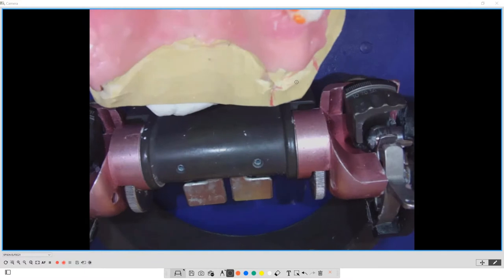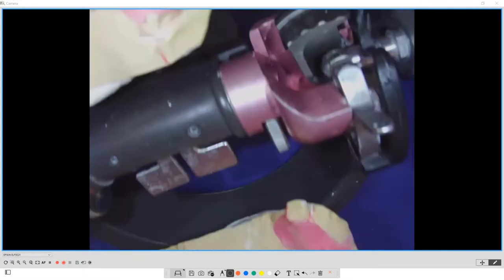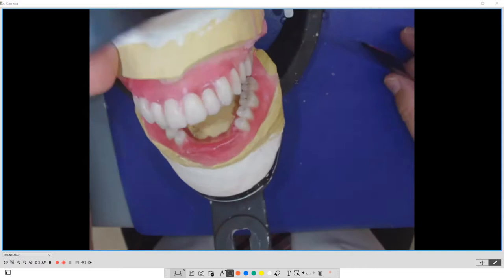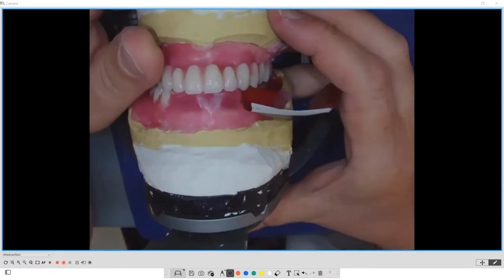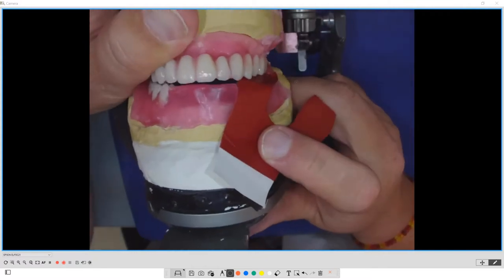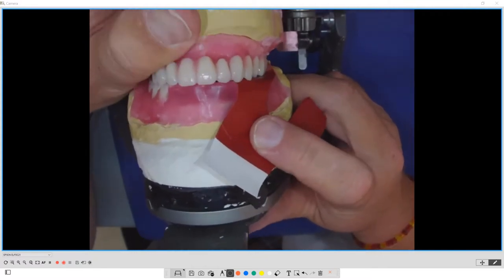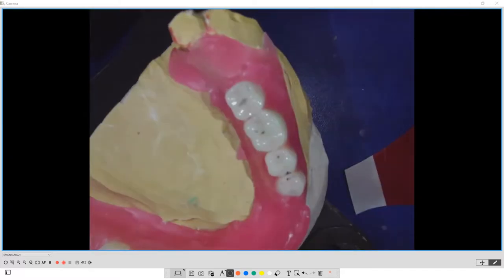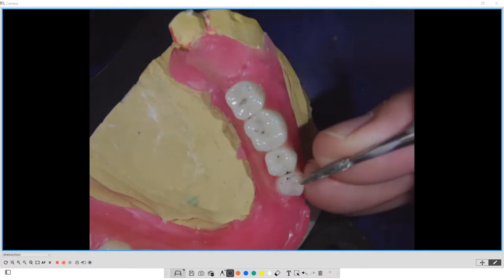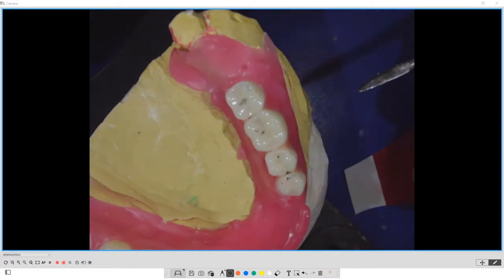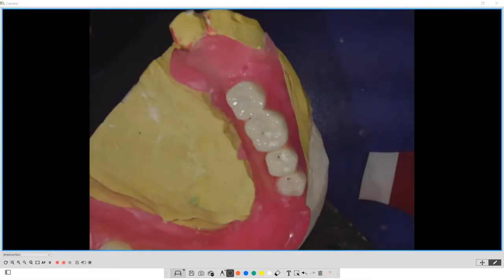So why don't I use articulating paper? I'll show you. Forgive me, I've got to hold everything and try and make it work. Now you're going to see the articulating paper bends and puts all these more marks on the teeth. How do I know what is accurate or not? Because the paper is bending between the teeth. So that's why I don't use articulating paper.